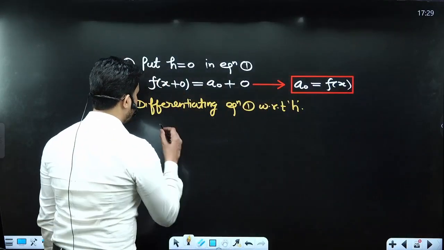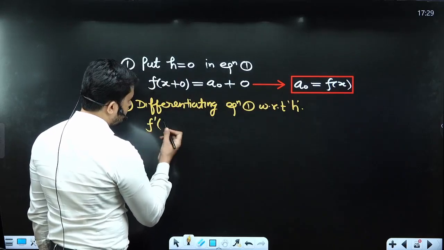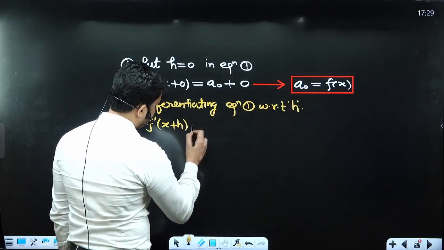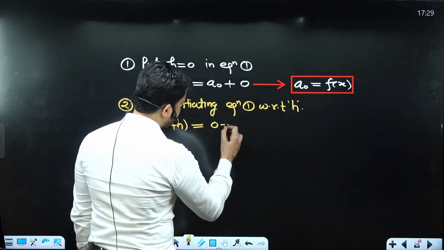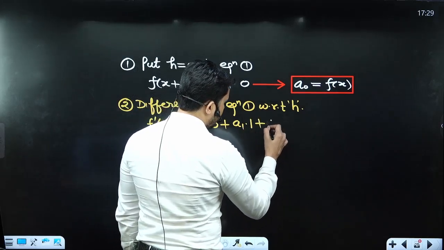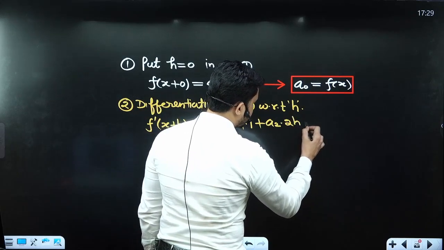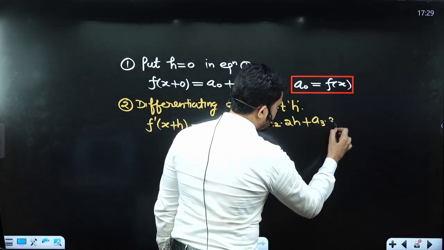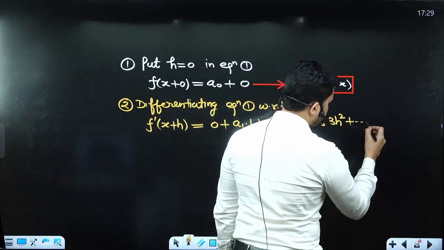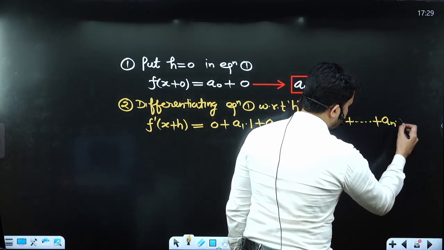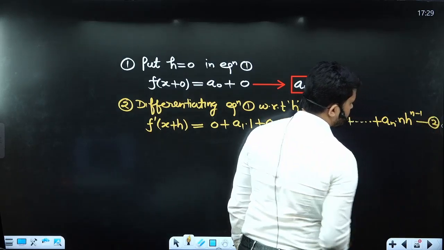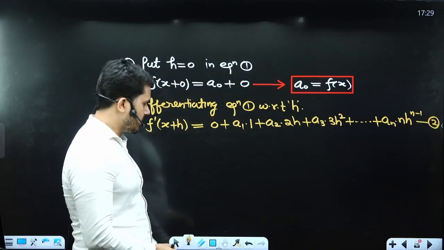So it will become f dash x plus h is equal to a naught, which is 0, plus a1 into 1, a2 into 2h, a3 into 3h square, and the last part will become a n into n h to the power n minus 1. This is equation number 2.